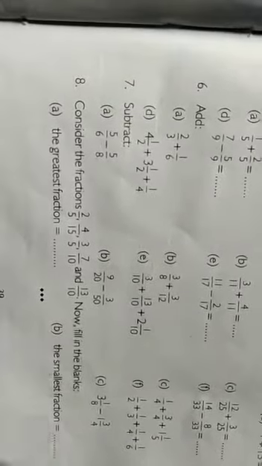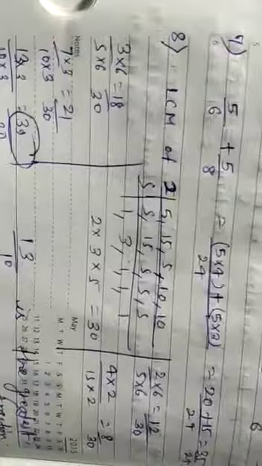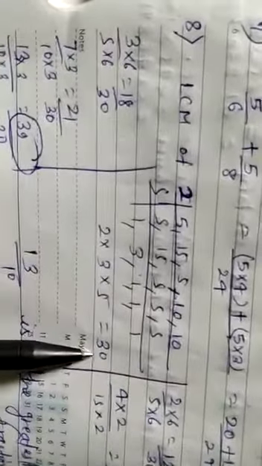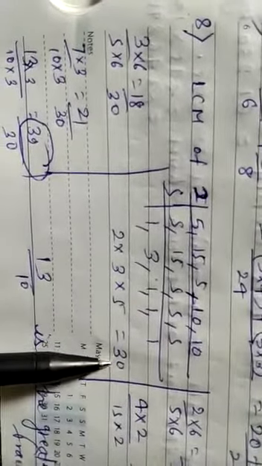Then firstly we will find the LCM of these denominators. After that we have to equalize all these denominators to the same as the LCM. Okay, so look at the solution. The solution is given here. Firstly we will find the LCM. LCM is 30. We have to equalize our denominators.